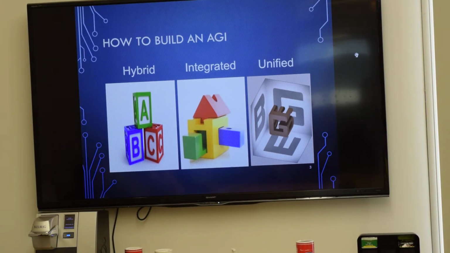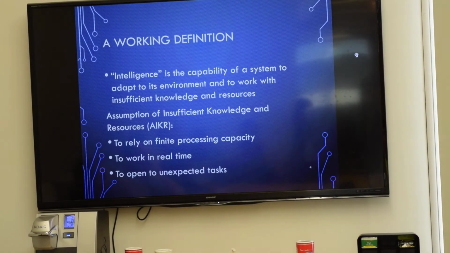according to what? Clearly intelligence is such a complicated thing that no one can solve it with, say, a few lines of code. But my position is still that I want to start from a different working principle, or working definition, of intelligence. This first paragraph is my definition of intelligence, which sees intelligence as the capability of a system to adapt to its environment and work with insufficient knowledge and resources.